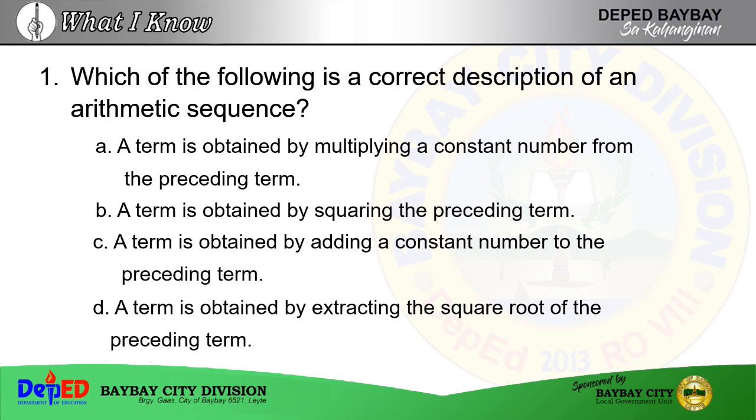Time is up. What is your answer? Letter C. A term is obtained by adding a constant number to the preceding term. Very good.